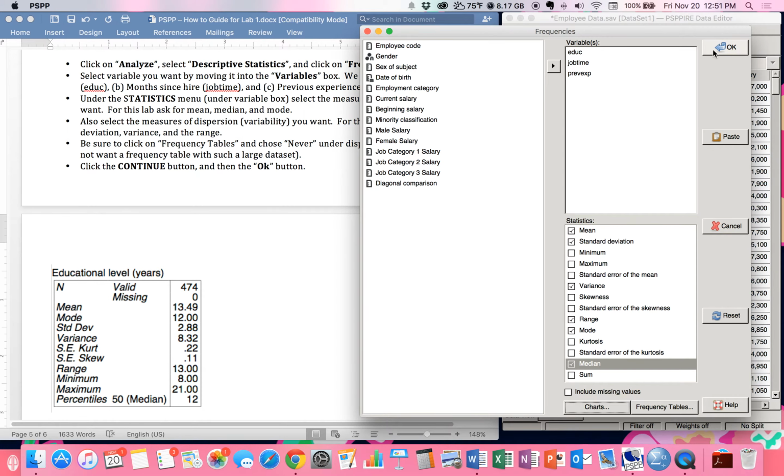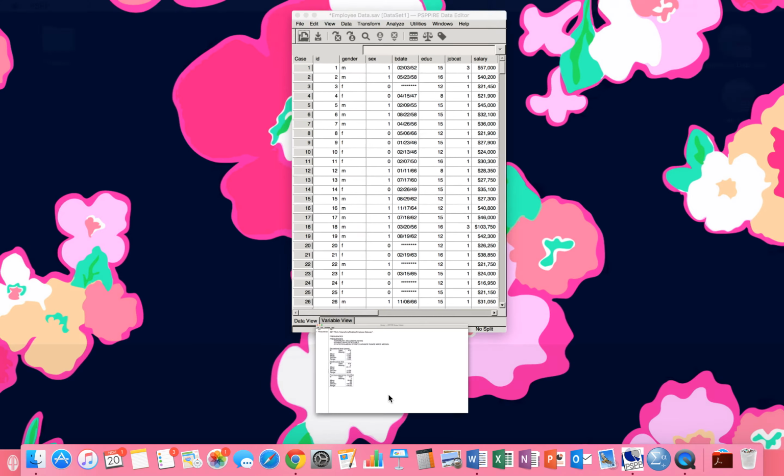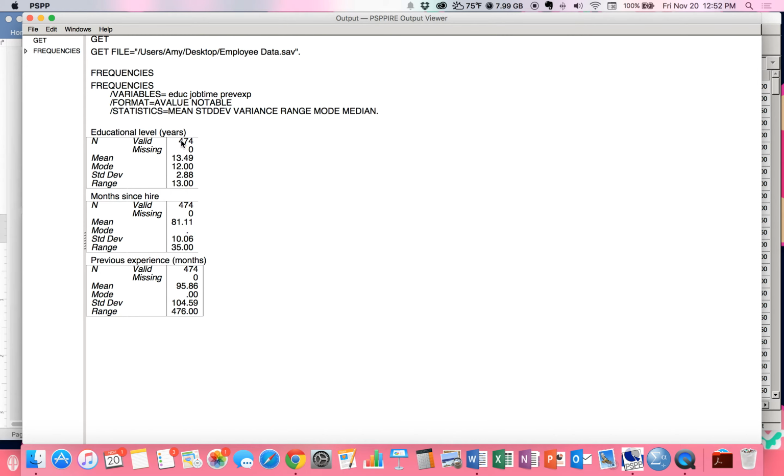So it might not be appropriate to do histograms. So we're not going to do that, but we could if we wanted to. Click OK and find our output window. And here we are. I have a box for each variable. So here's education level in years, okay?